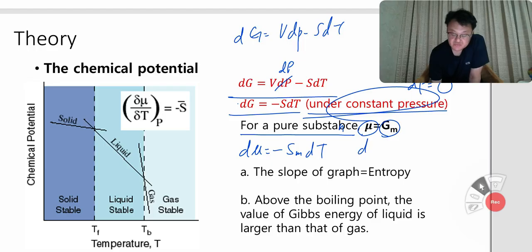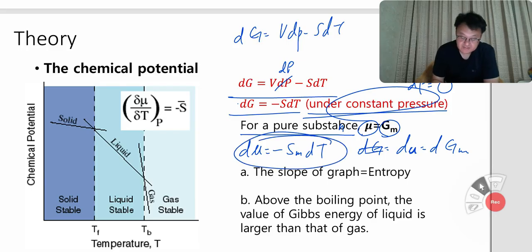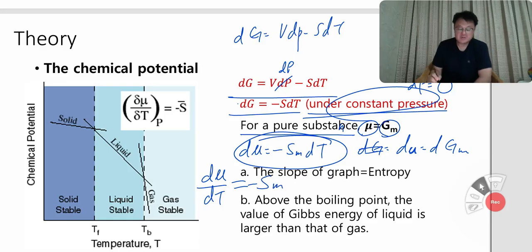So dμ would be dG_m, okay? So this is actually indicating that the first order derivative of the chemical potential with respect to the temperature should become the negative molar entropy, right? Minus molar entropy.